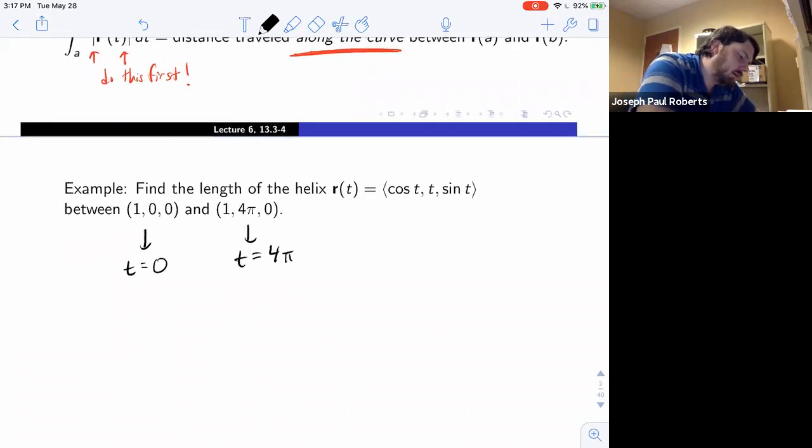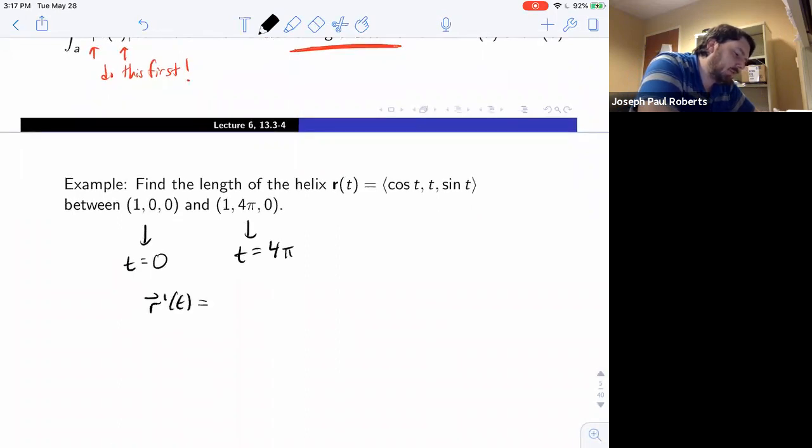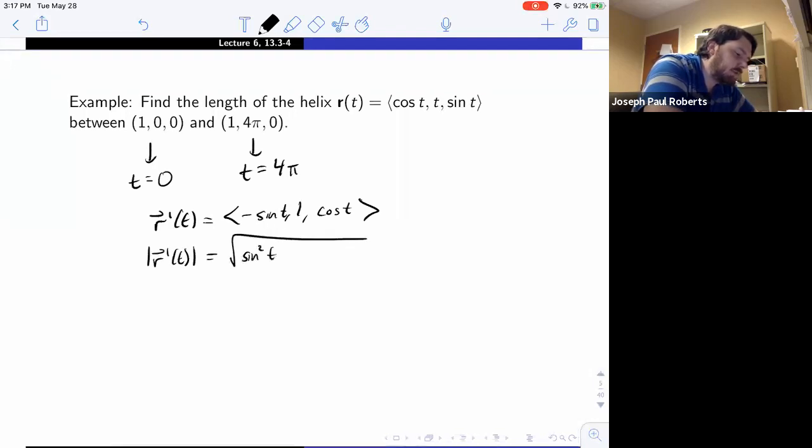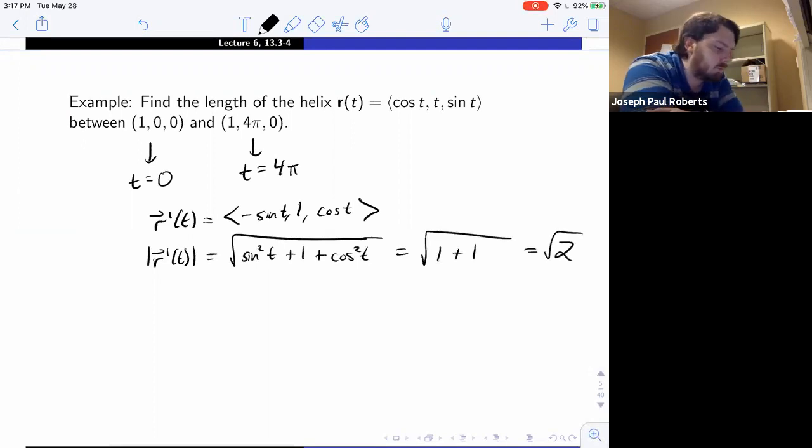And so, okay, I guess let's do the other stuff we have to do. I have to get r prime of t, which is minus sine t, 1, cosine t. I have to take the length of r prime of t, which is the square root of sine squared t plus 1 plus cosine squared t. So be careful. I see a lot of careless mistakes for these types of things where people do the Pythagorean theorem incorrectly. But cosine squared t plus sine squared t is 1, so I'm left with square root of 1 plus 1, so square root of 2.